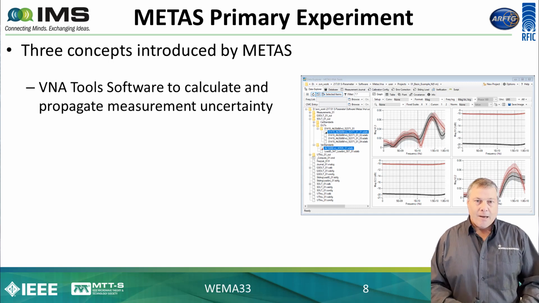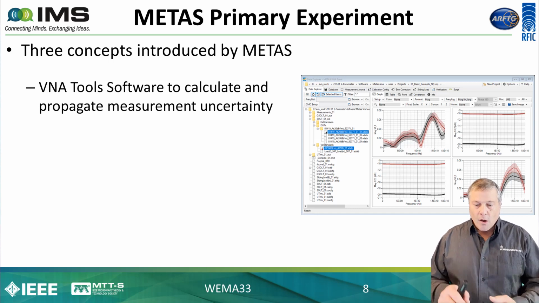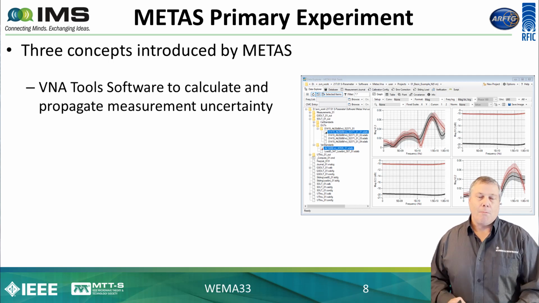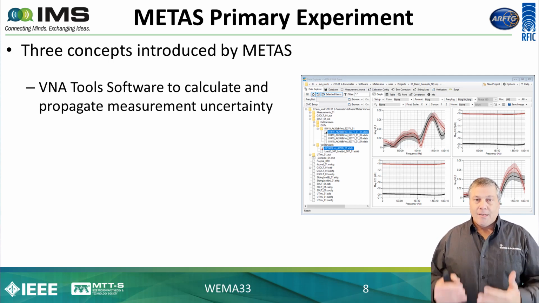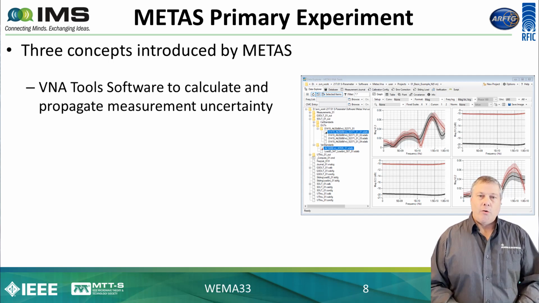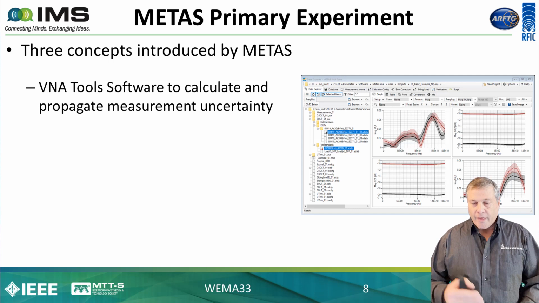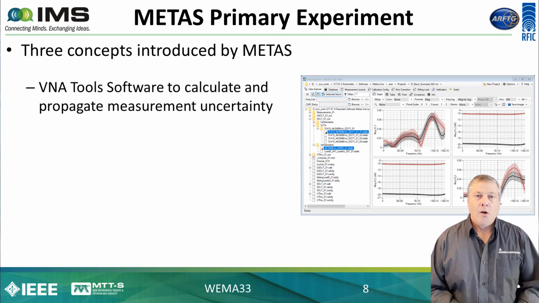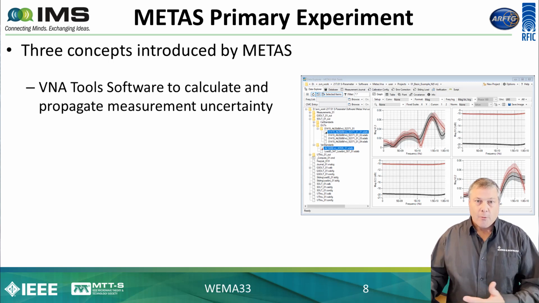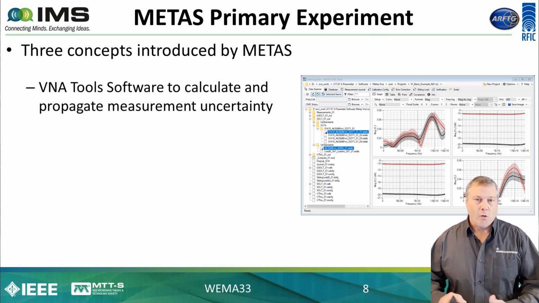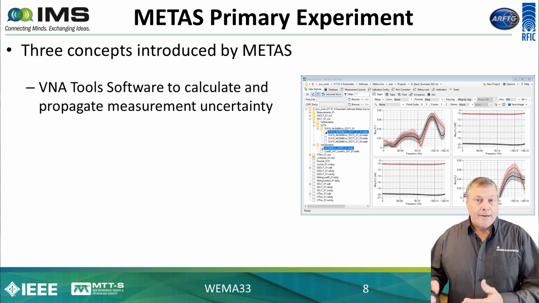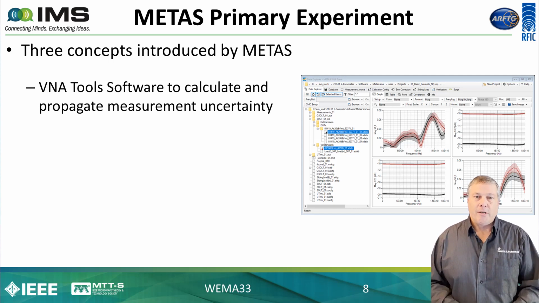Now, the very first thing I want to mention is the VNA Tools software. So all of these calculations of impedance traced back to physical dimensions, all of these calculations have to be done somewhere. And of course, in this day and age, we must use software to do these types of calculations. So they've created a package called VNA Tools, which does the calculation of what the impedance is, as well as all the other parameters that we need to create a characterized calibration kit. But it also calculates the uncertainty and the correlated uncertainties between different parameters that are being measured.